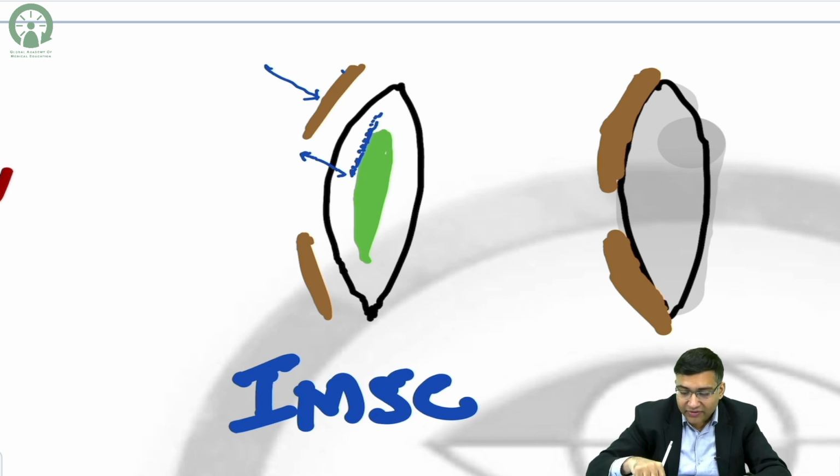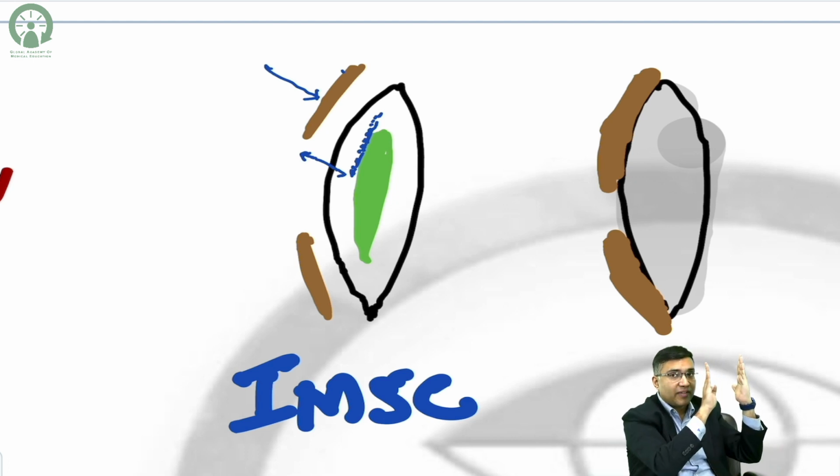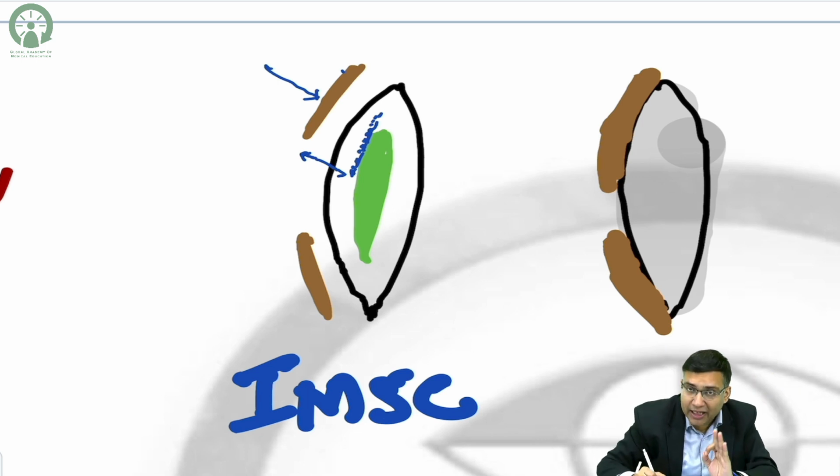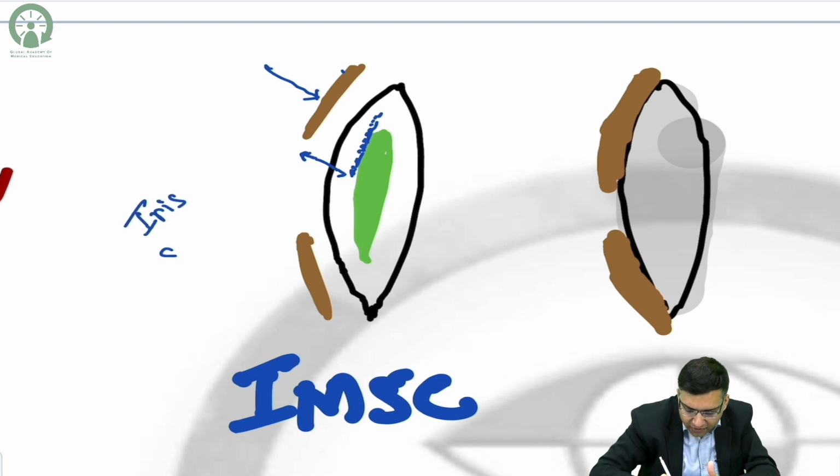Okay, now if there is no opacity, then there is no shadow. So if there is no cataract, there would be no shadow formed because you need to have an opaque surface where the shadow has to be formed. So in an immature senile cataract, we would have the phenomenon of iris shadow.